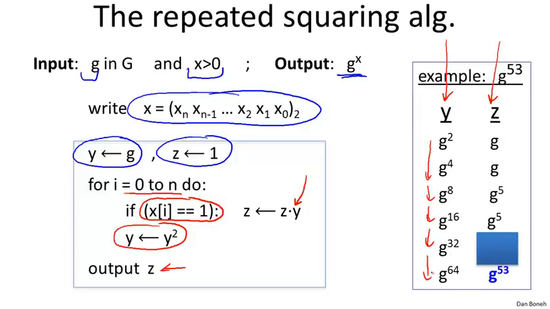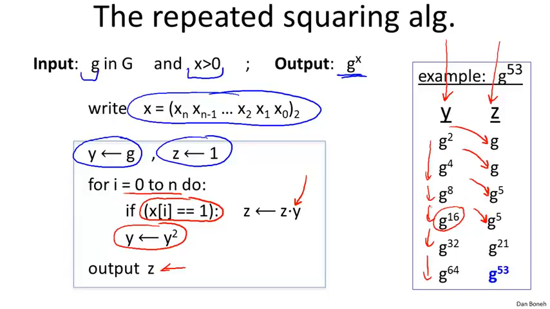So for example, the first bit of the exponent is 1, therefore at the end of the first iteration, the value of Z is simply equal to G. The second bit of the exponent is 0, so the value of Z doesn't change at the end of the second iteration. At the end of the third iteration, well, the third bit of the exponent is 1, so we accumulate G to the 4th into Z. The next bit of the exponent is 0, so Z doesn't change. The next bit of the exponent is 1, and so now we're supposed to accumulate the previous value of y into the accumulator z. So let me ask you, what's going to be the value of z?